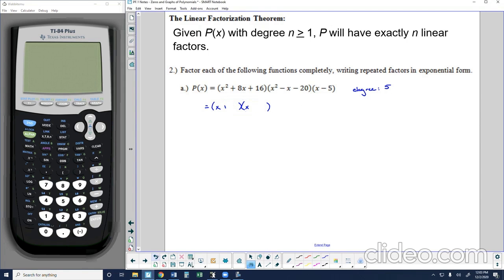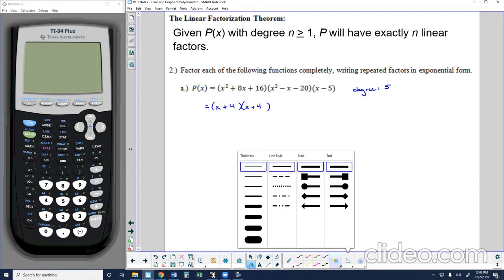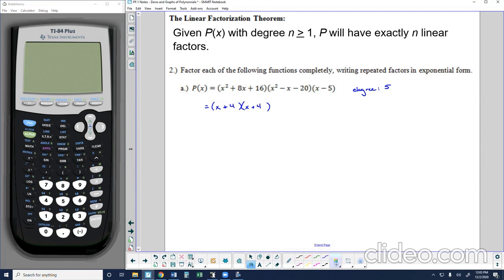So my first grouping there factors into x plus 4 and x plus 4. My second grouping, I'm going to go ahead and change colors for my second grouping, would also be a quadratic trinomial. I'm going to try to break it down into two binomials. So x and x would give me x squared. Factors of negative 20, and one's positive and one's negative. The factors 4 and 5 would work, x minus 5 and x plus 4.